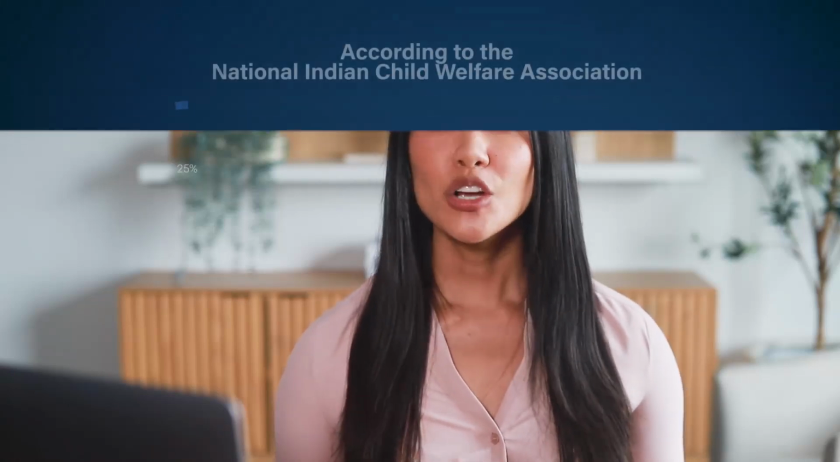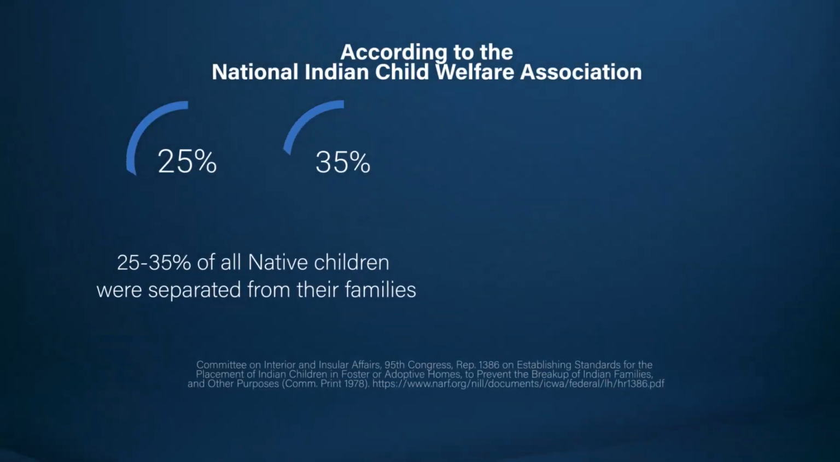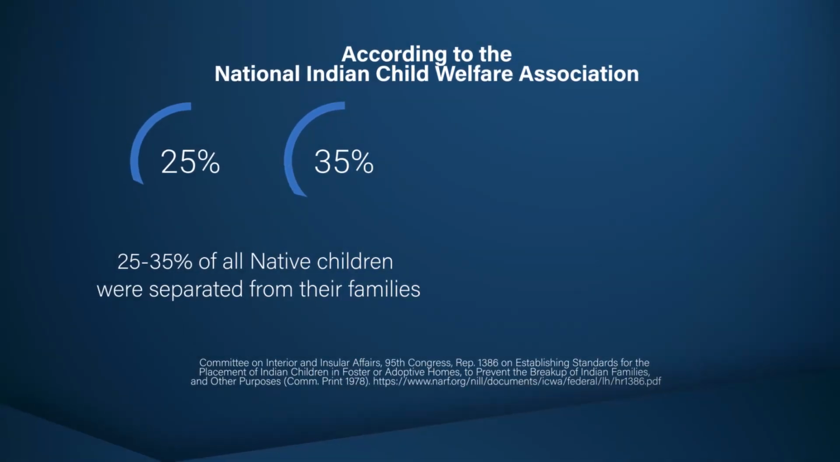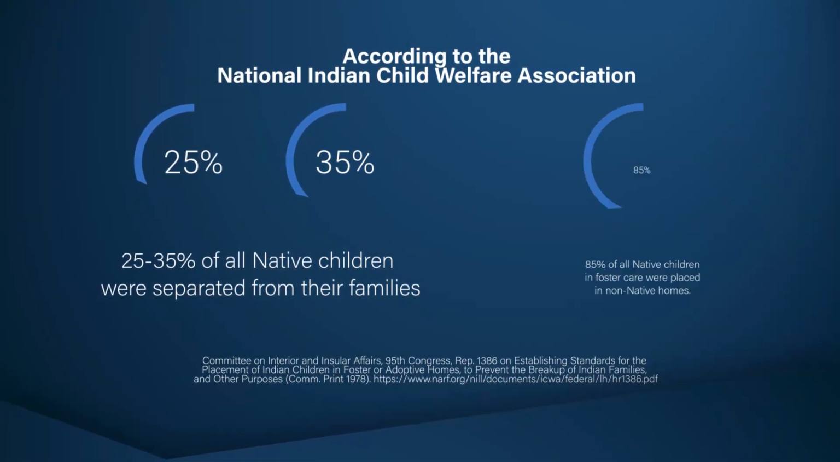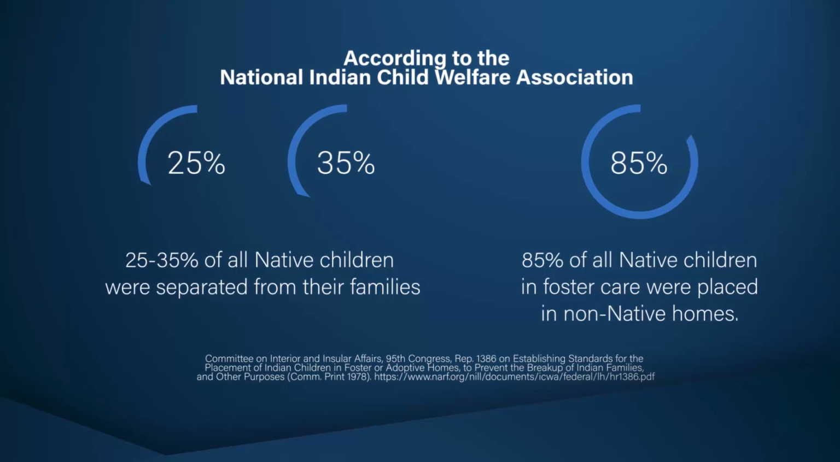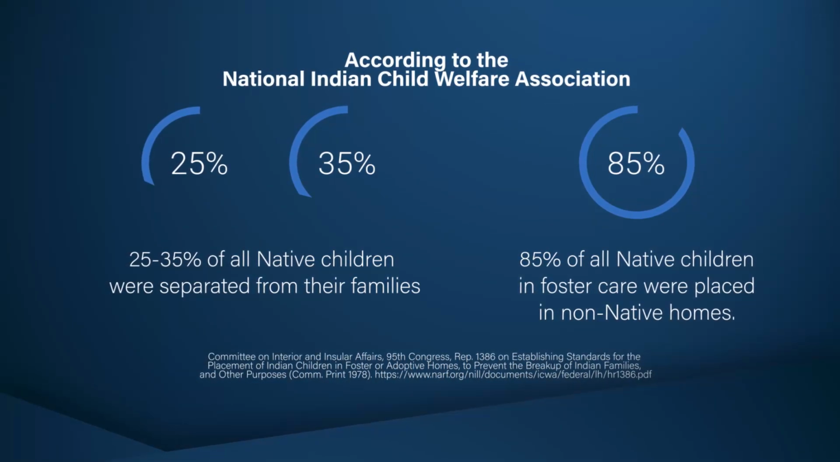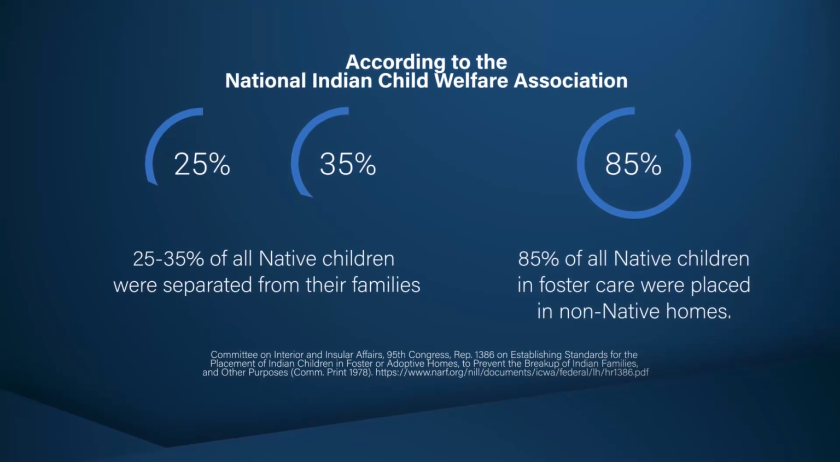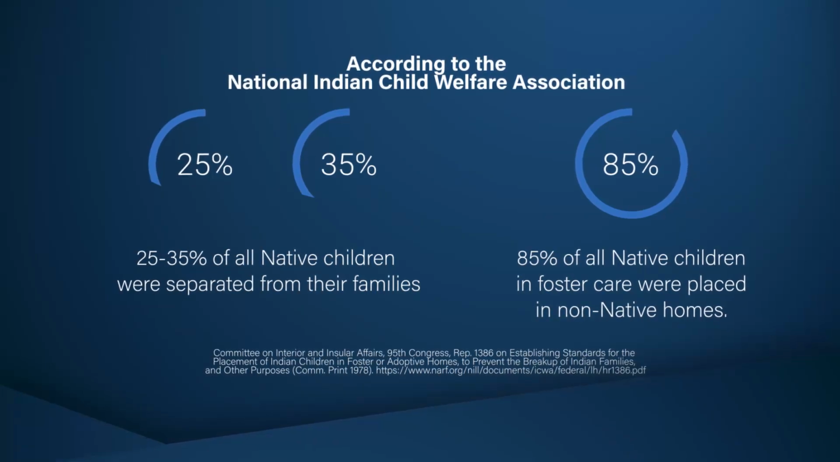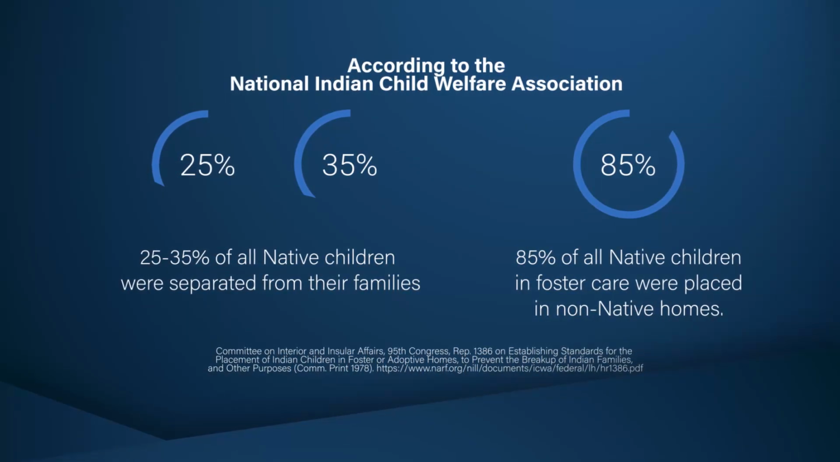Active efforts, as discussed in Module 2, are one of ICWA's most critical components. ICWA came about in response to the alarming and disproportional rates of Native children in child welfare systems nationwide. According to the National Indian Child Welfare Association, 25 to 35% of all Native children were separated from their families and placed in foster homes, adoptive homes, or institutions. Worse, 85% of all Native children in foster care were placed in non-Native homes.